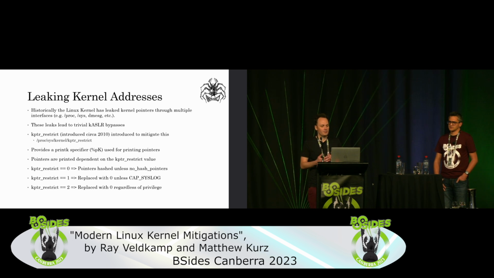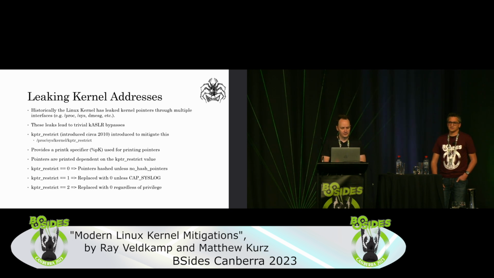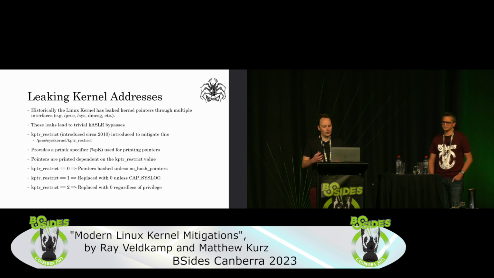The second aspect of this is a printk format specifier. If you're not familiar, printk is to the kernel what printf is to user space. It's simply a way to print a formatted piece of data to some endpoint. So it could be procfs, it could be sysfs, it could be the kernel message log. And so a special format specifier was added, which is %pK. And that was for kernel developers to use when they wanted to print pointers.